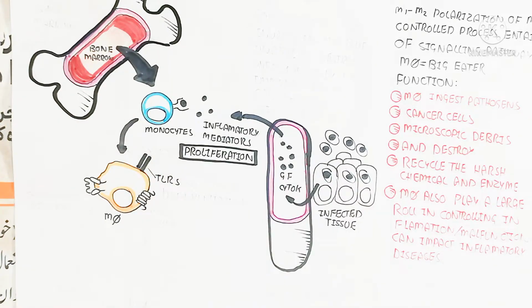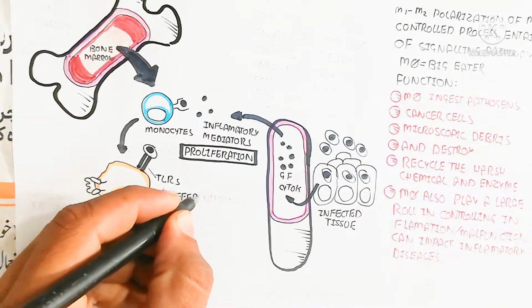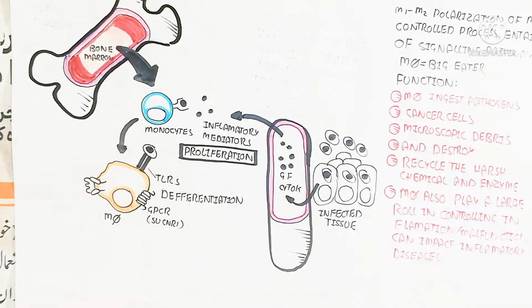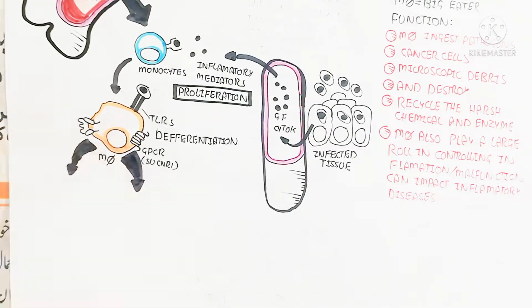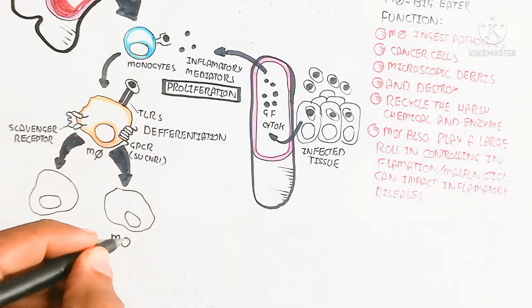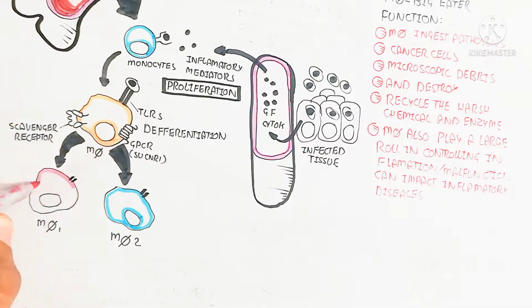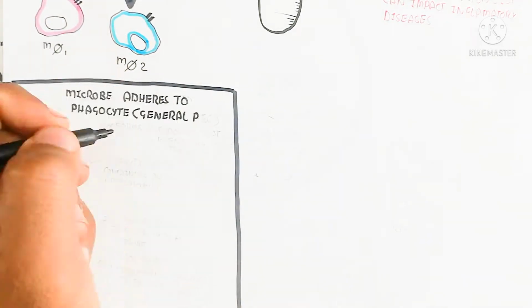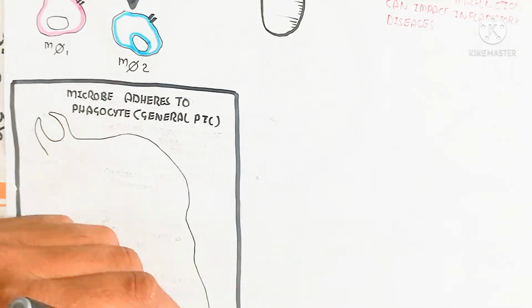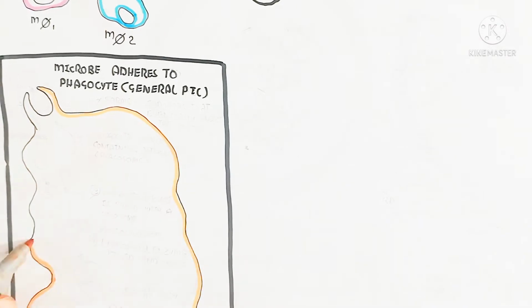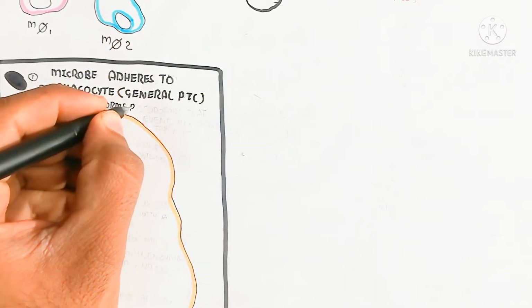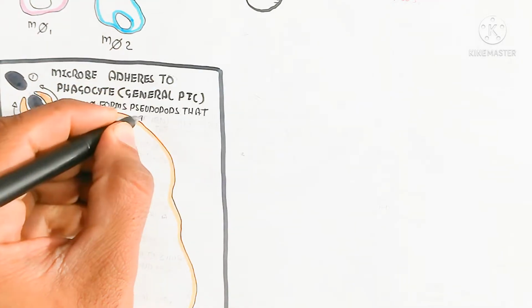a differentiated macrophage. This differentiated macrophage contains toll-like receptors, which recognize the antigen and other pathogens. And here the G protein-coupled receptor is used for growth factors, and the macrophage also contains scavenger receptors used for engulfing lipoprotein, decreasing it during atherosclerosis. So here macrophage 1 and 2 will be formed.